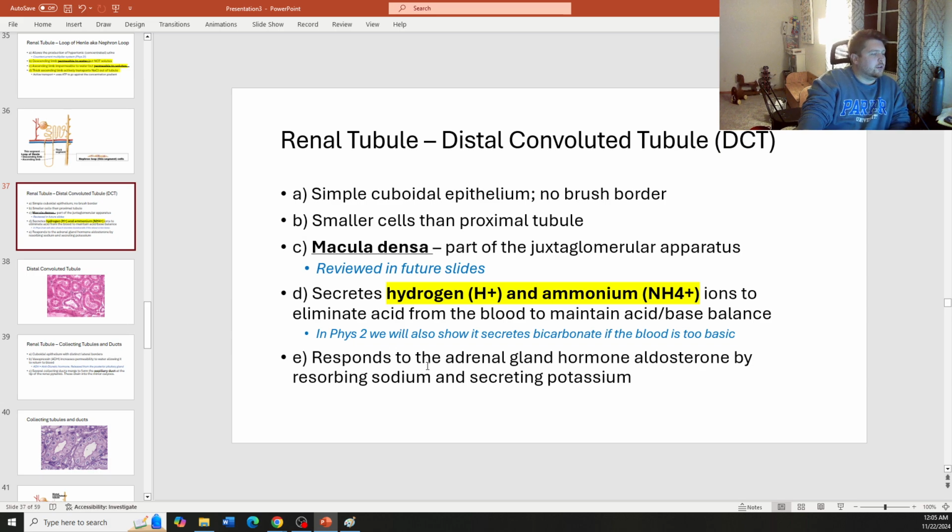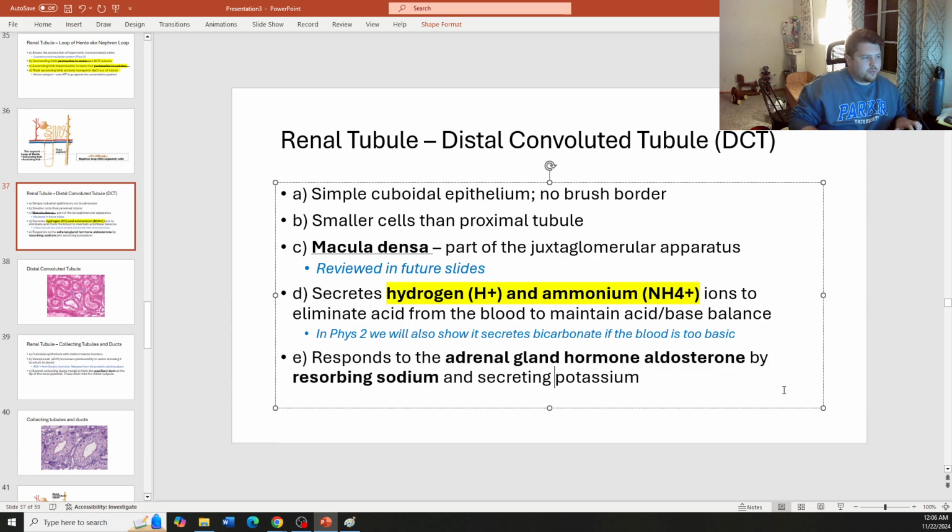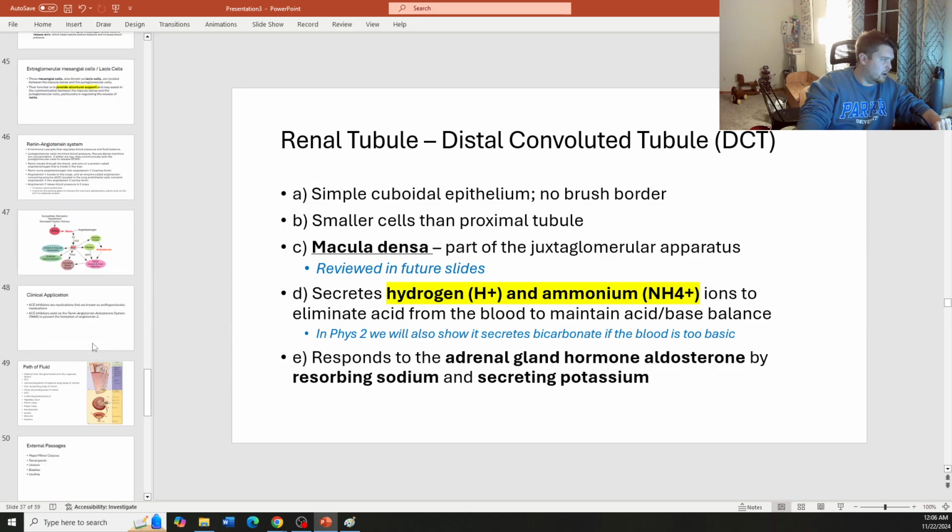Finally, the distal convoluted tubule, this is where the adrenal gland hormone aldosterone acts, and we reabsorb sodium and secrete potassium. It's kind of like an exchange. So the hormone aldosterone, which comes from the adrenal gland, also known as the suprarenal gland, it's the gland that sits on top of the kidney.